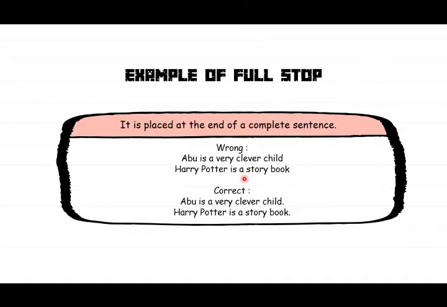Harry Potter is a storybook. Harry Potter adalah sebuah buku cerita. Ia adalah ayat yang lengkap, a complete sentence. So when you write a complete sentence, you have to remember to put a full stop at the end of the sentence. Okay, so this one is the correct one. Abu is a very clever child. See, there's a full stop here. Harry Potter is a storybook, and a full stop there. Remember, always put a full stop when you are writing a complete sentence.